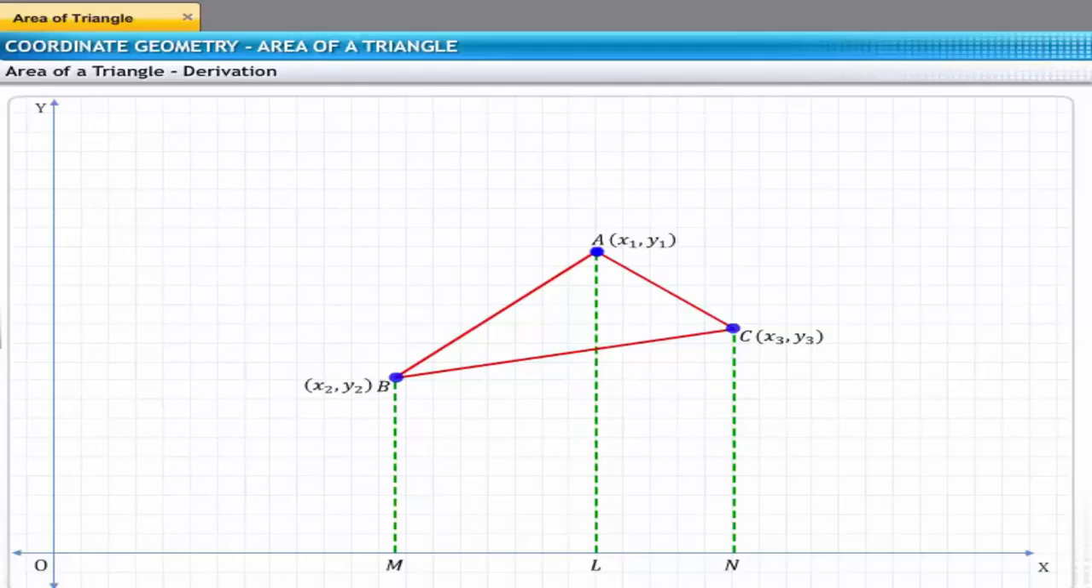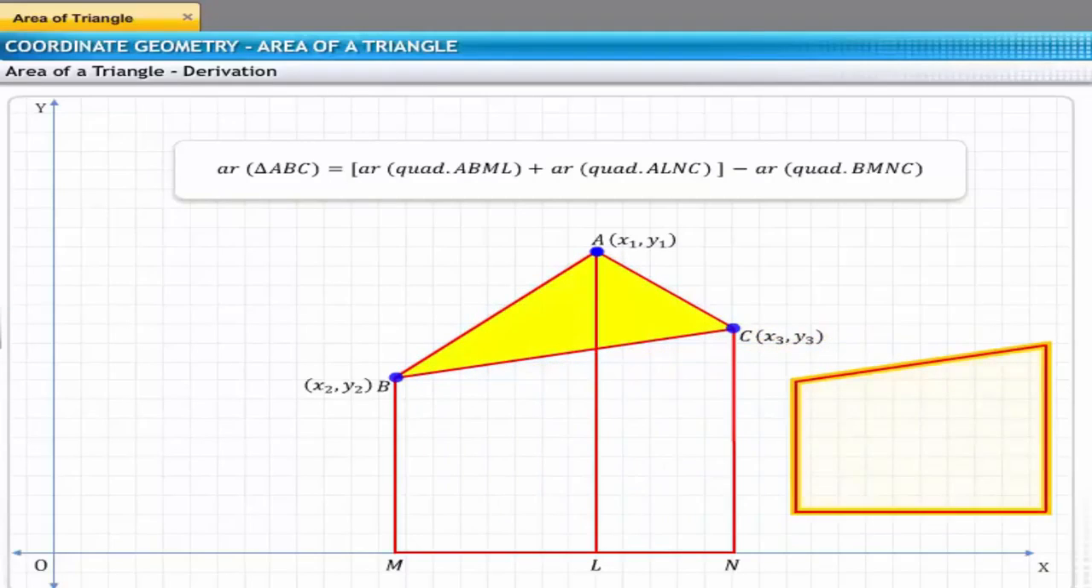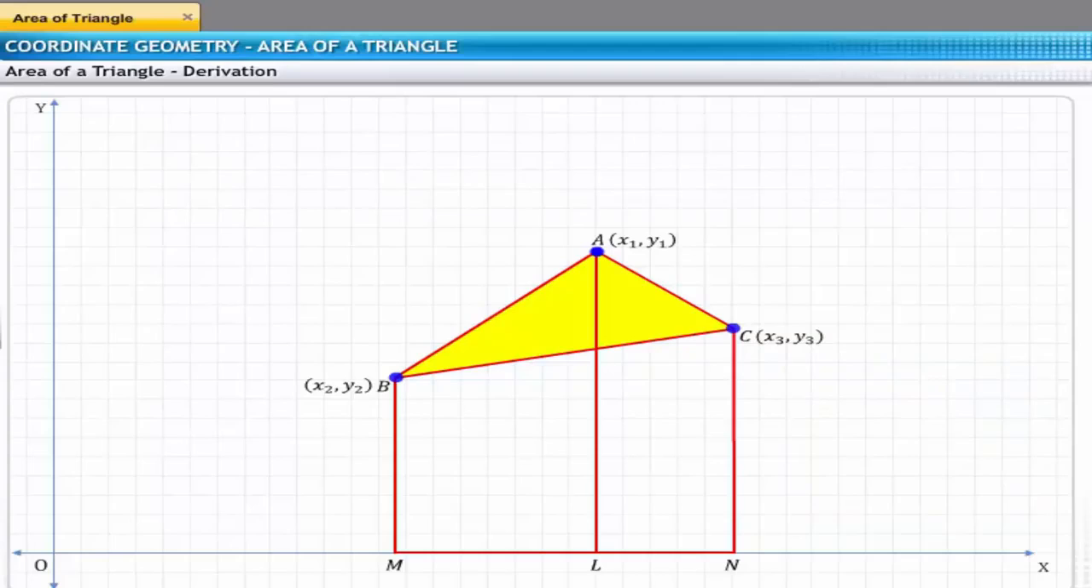3 quadrilaterals ABML, ALNC and BMNC are formed. Now let's observe the complete figure. Here, if we remove the area of quadrilateral BMNC from the sum of the areas of quadrilaterals ABML and ALNC, we get the area of the triangle ABC. Let's first calculate the areas of the quadrilaterals.